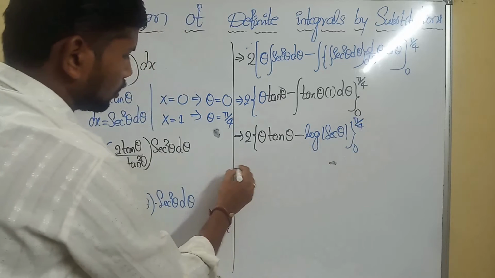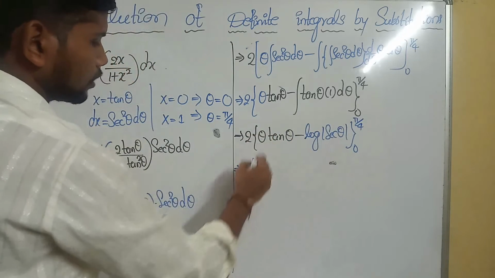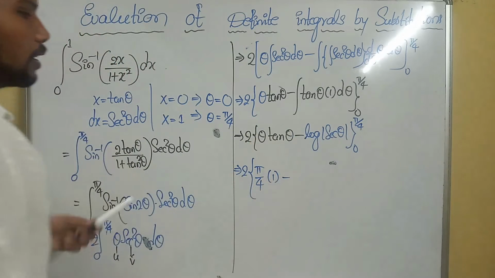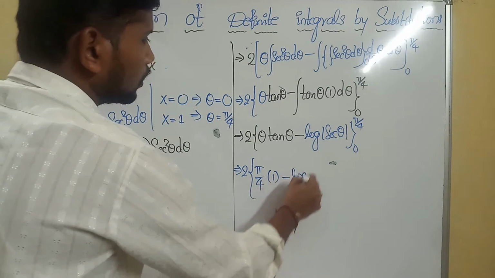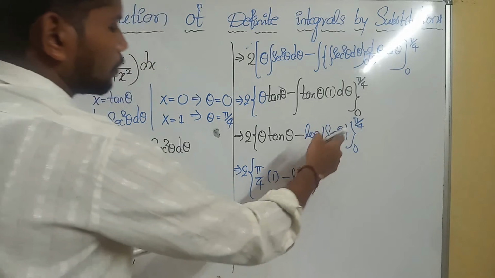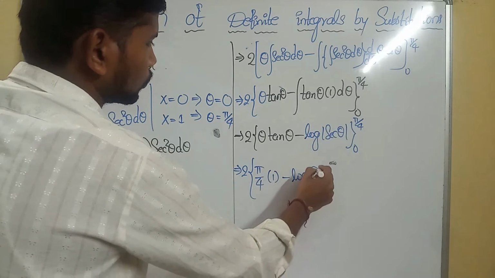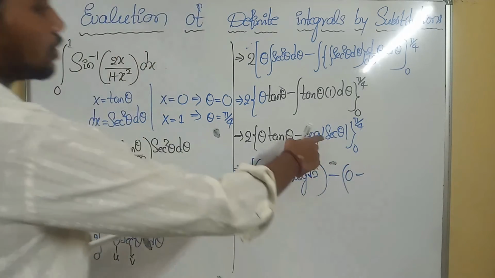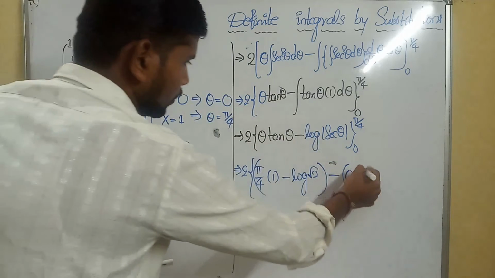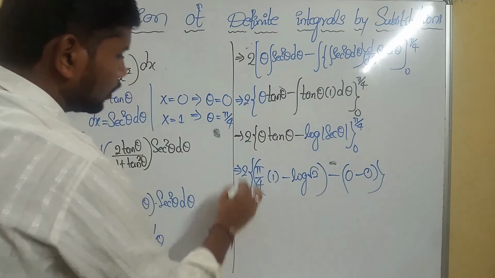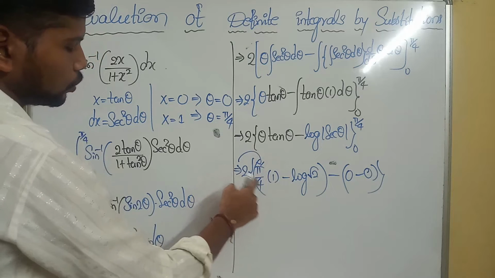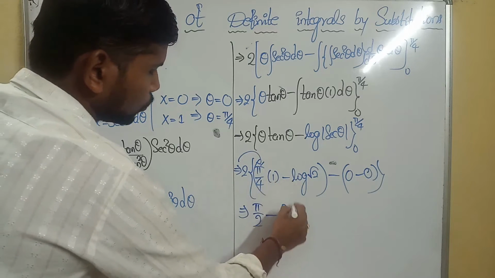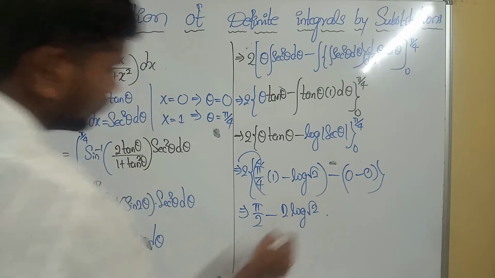Now substitute the upper limit as well as the lower limit. I'd like to substitute the upper limit of pi by 4. What is tan pi by 4? Its value is 1, minus log of secant of pi by 4, which is root 2. These are the upper limit values. Minus, 0 into anything is 0, minus secant 0 will be 1, and log 1 value will be 0. We got the value. 2 is multiplied inside, 2 and 4 cancelled, it will be pi by 2. Again 2 is multiplied here, it will be 2 into log of root 2. Got it?